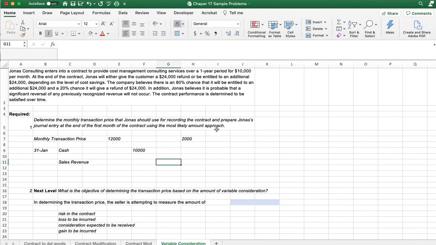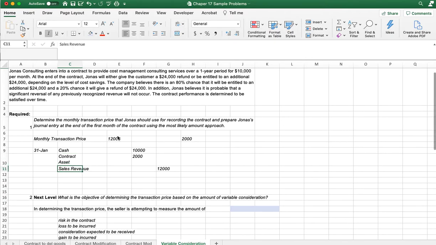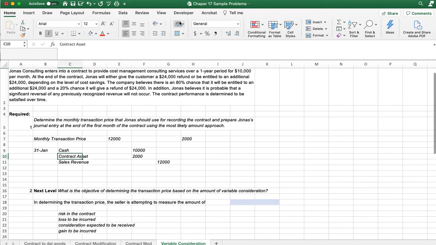But we just calculated sales revenue of $12,000. So clearly we're missing a $2,000 debit here. And so that account is going to be contract asset. And I'll go ahead and indent this. And so there we have our journal entry. And it would look like this for the remaining months as well.